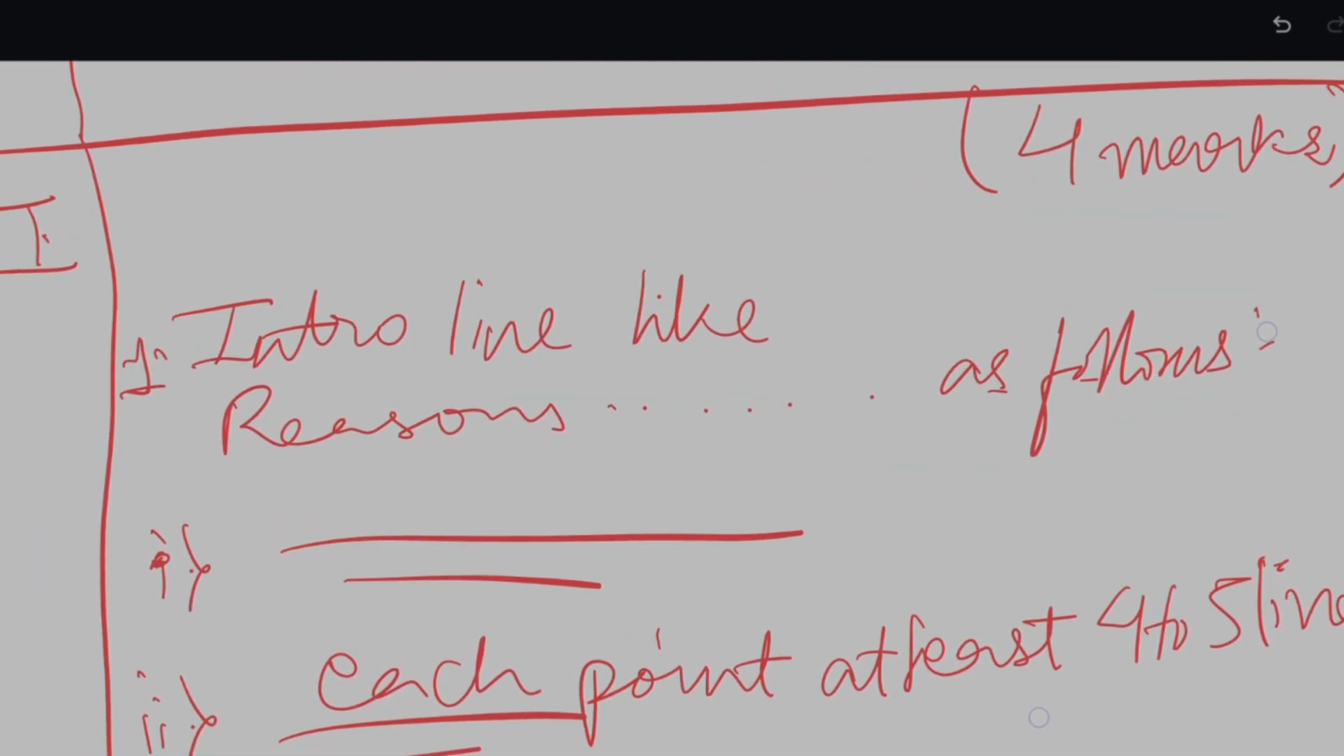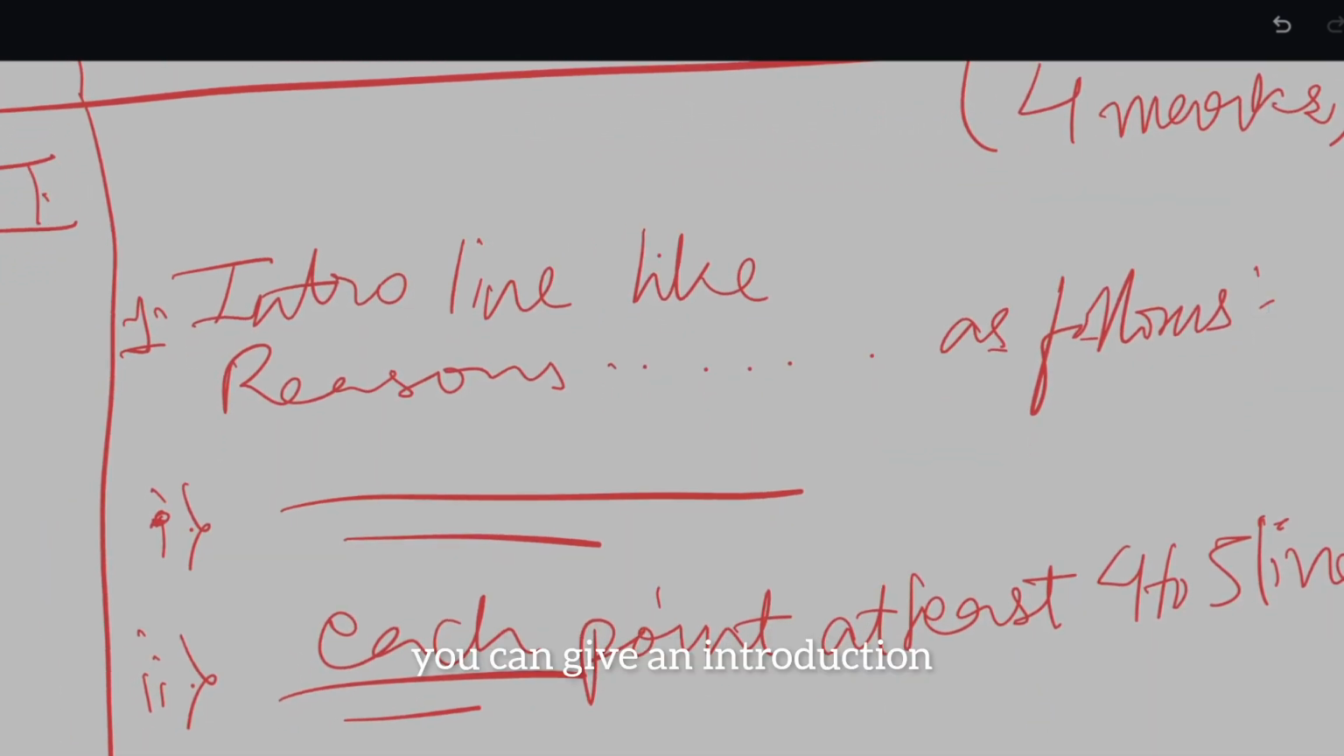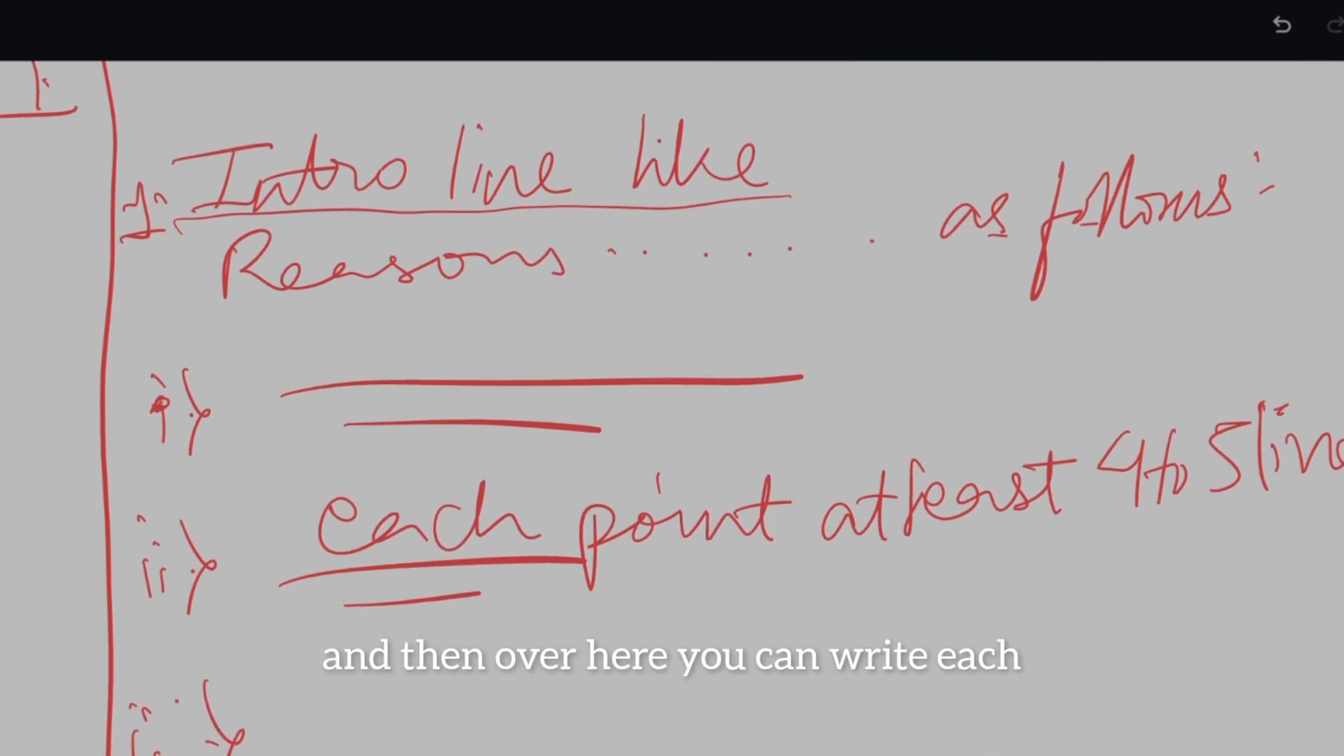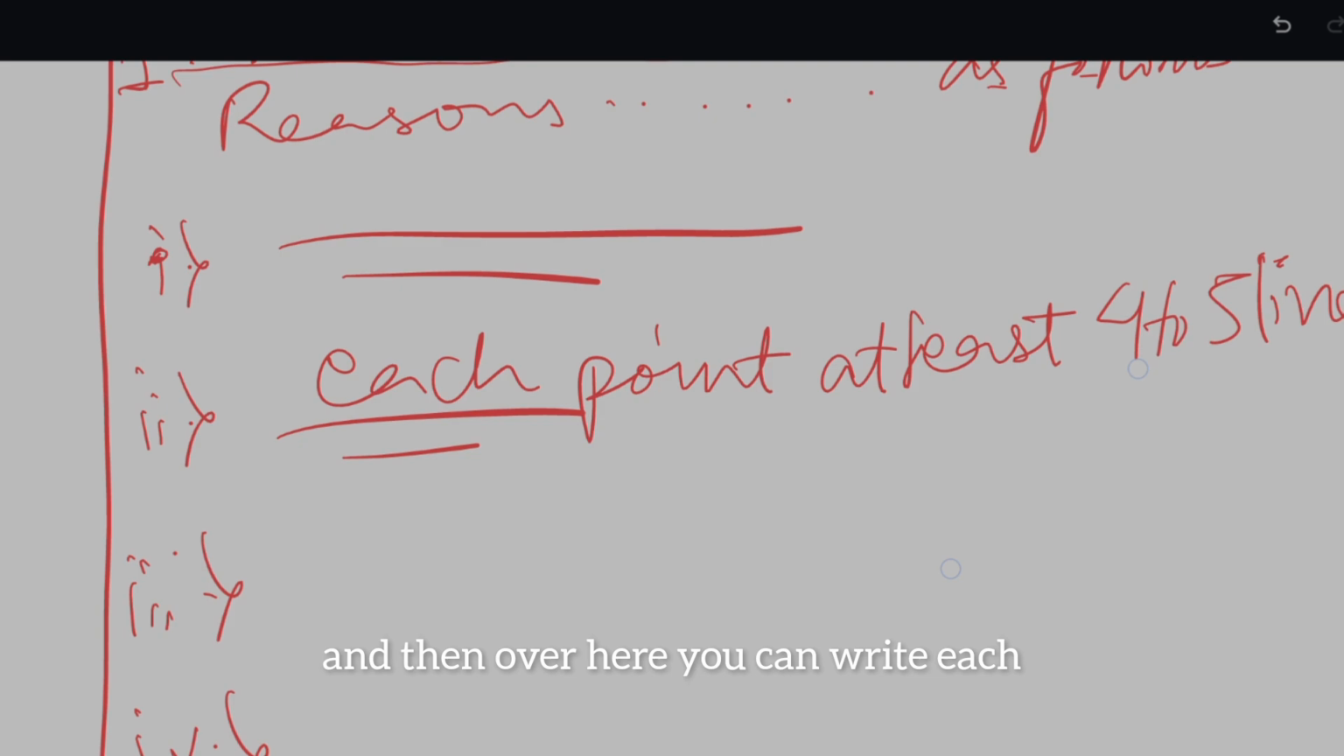When it's a 4 marker, you can give an introduction. Say introduction is a must. If you're writing something, give an introductory line. Like if it's the consequences of the fall of the USSR, or the consequences of the Cold War, you can just say the reasons are as follows, and then over here you can write each and every point.